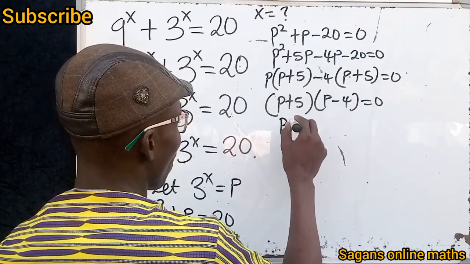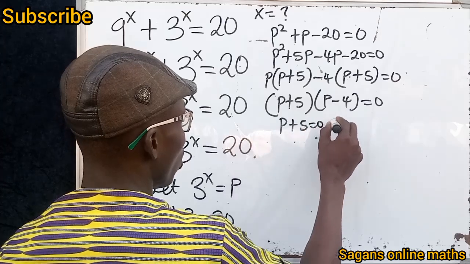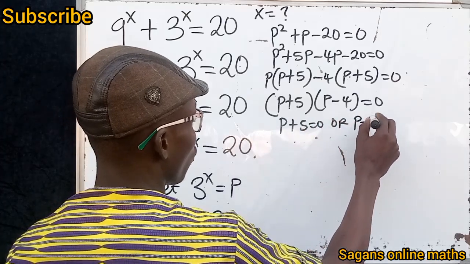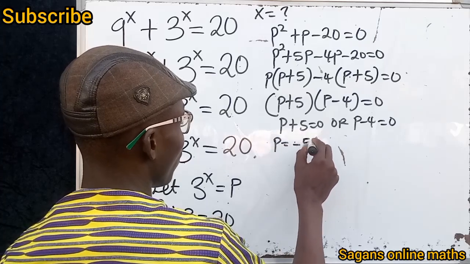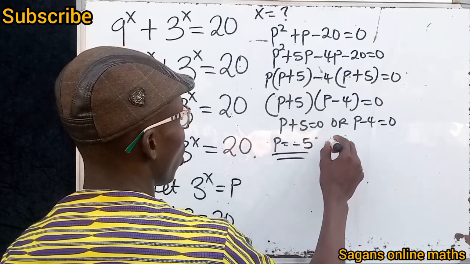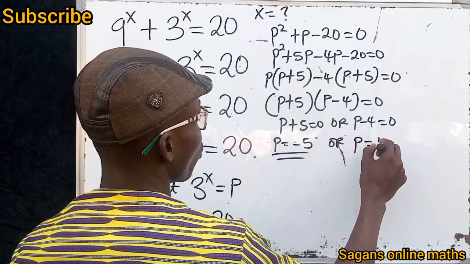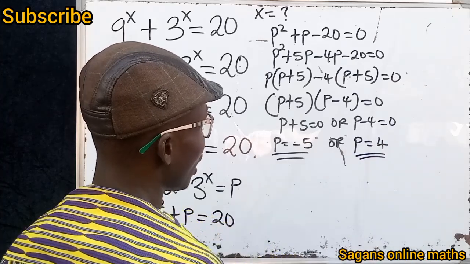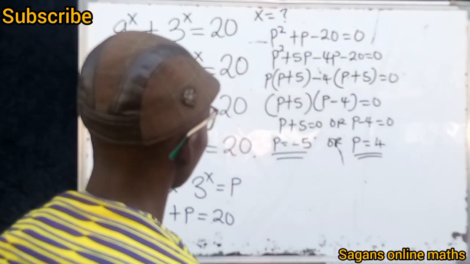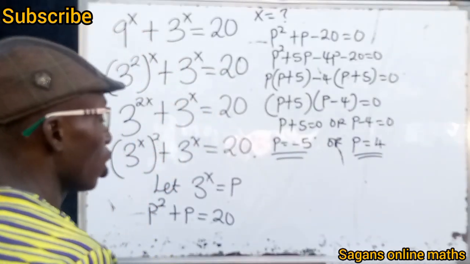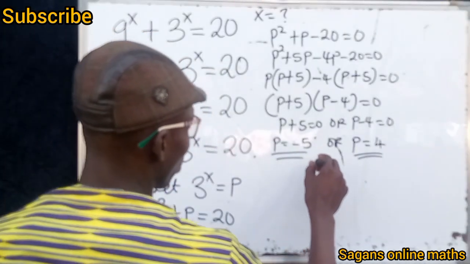That means p plus 5 is equal to 0, or p minus 4 is equal to 0. Here our p is equal to minus 5 by subtracting 5 from both sides, or p is equal to 4 by adding 4 to both sides. Now remember, we are not asked to solve for p. I know you're wondering why we are solving for p. We are solving for p so that this problem can be easily solvable. Let's record that.